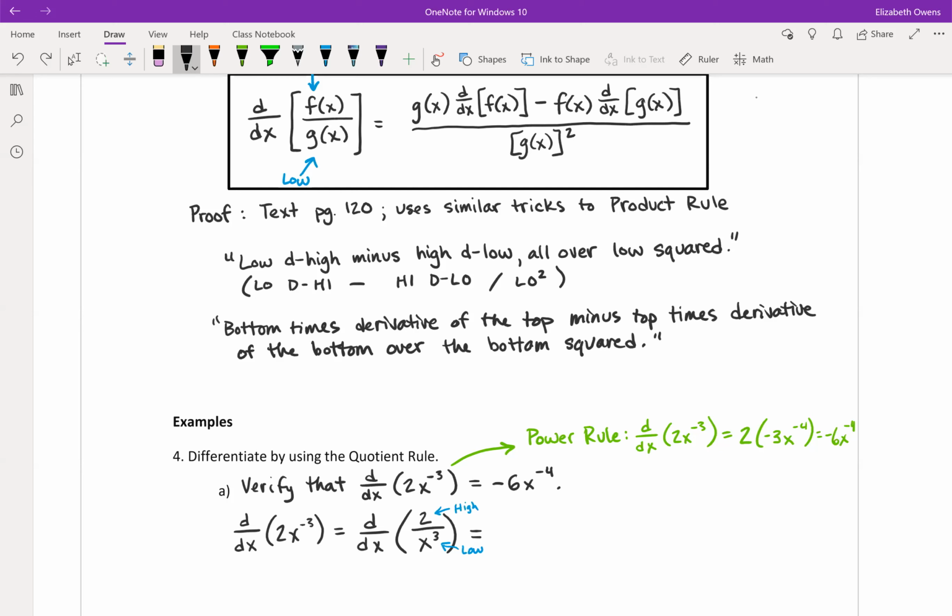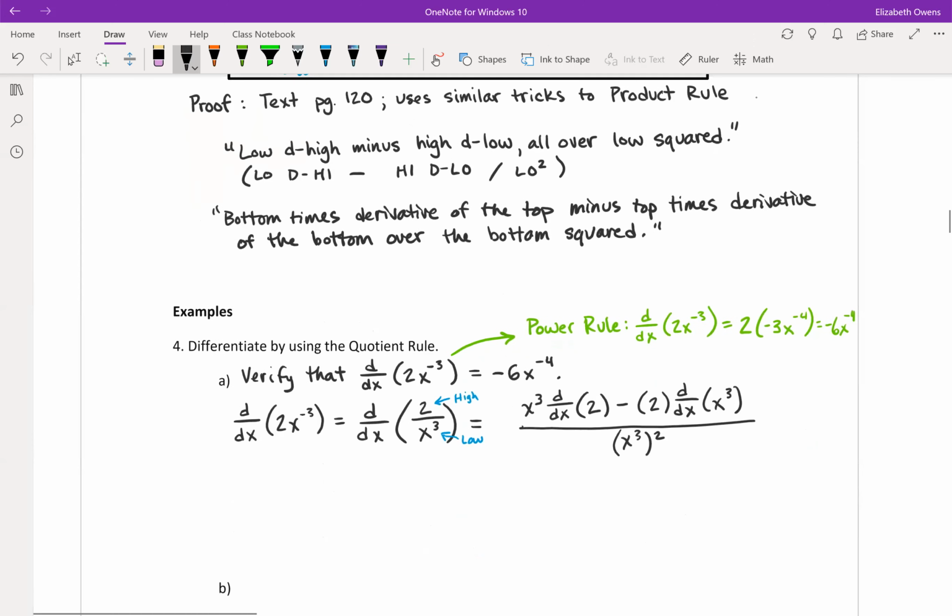So for our derivative, we are going to take our low function. Low is x cubed. D high, so that is d dx of the high function, which is 2. Minus high function, 2, times derivative of the low function, high d low, so d dx of x cubed, all over low squared. That would be x cubed squared. So we've gotten the pieces of this derivative written down.